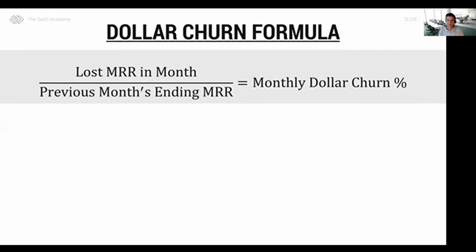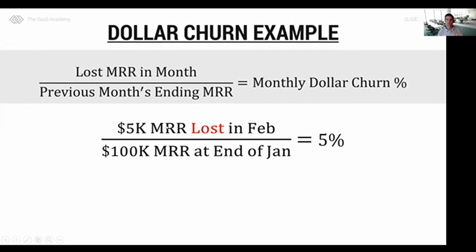If we're measuring like this, you need to annualize it by multiplying by 12 to get an annual churn number. So an important distinction there. Pretty simple calculation. If we lost $5,000 of MRR in February, divide that by the 100K MRR ending balance as of January, and we get 5% monthly churn. Then, of course, if someone said, hey, what's your annual dollar churn? I would say it's 60%, which would be pretty darn high.